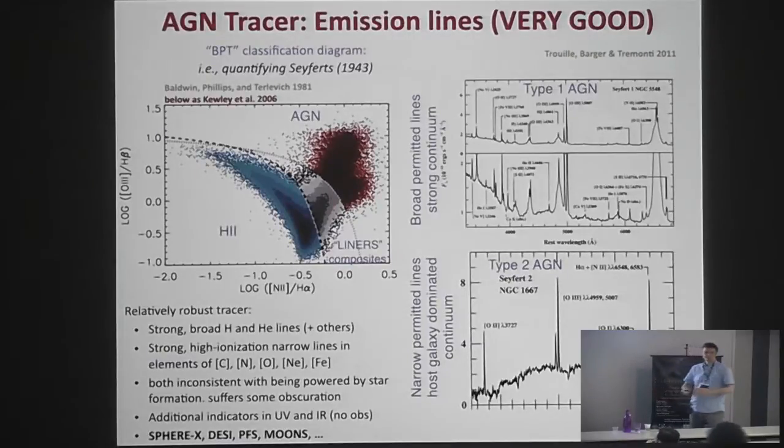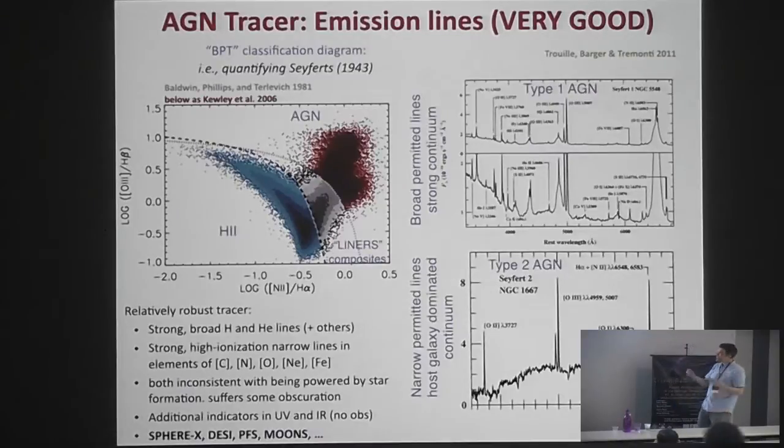And this gets you a large number of sources. It's sensitive to both obscured and unobscured AGN because both of them have these narrow lines, so it's pretty robust against obscuration effects. You can go very deep into the accretion rate, so you can go to low accretion rates with this as well. So it's very powerful, but you have to get spectra for all the sources, which is expensive.